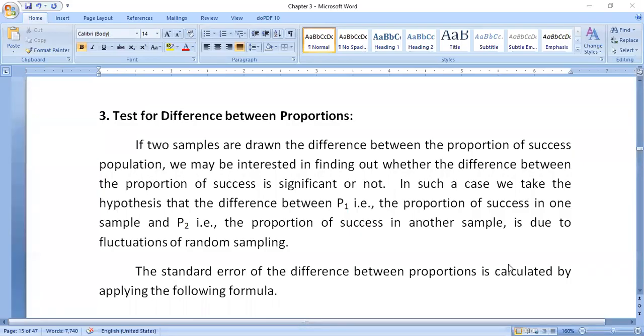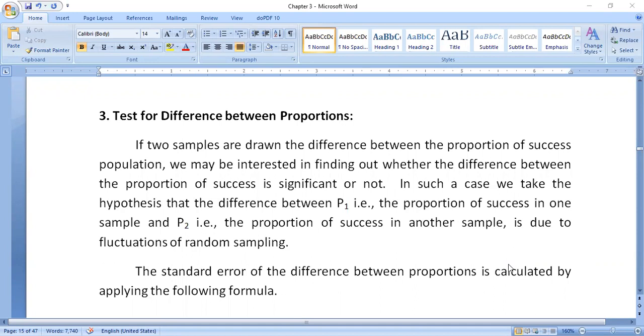Okay, so yesterday we discussed the test for number of successes and the test for proportion of successes. Today we are going to discuss a test for difference between proportions. This is a new, interesting topic. The test for difference between proportions says that you observe this small definition.